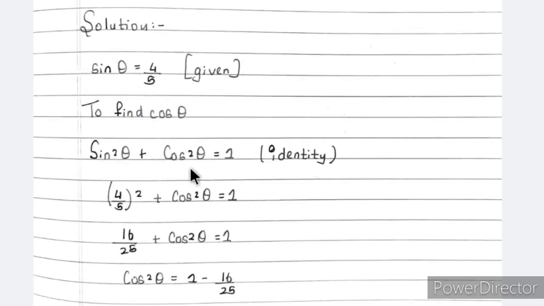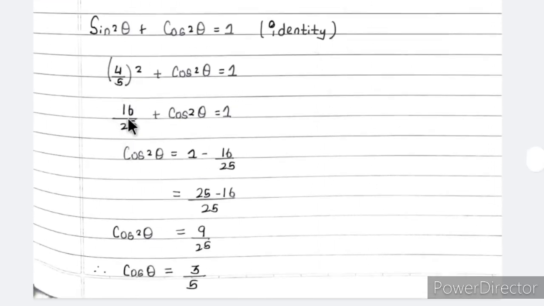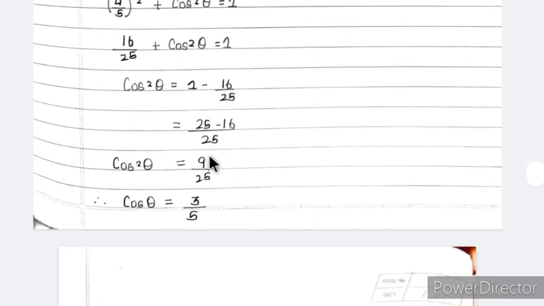Sine square theta plus cos square theta is equals to 1, the identity. I know that you have remembered it. Sine theta we have been given as 4 upon 5. We will make under square. So (4 upon 5) the whole square plus cos square theta is equals to 1. We will square it. 4 square is 16 and 5 square is 25. 16 upon 25 plus cos square theta is equals to 1. Cos square theta we will take this side. 1 minus 16 upon 25.